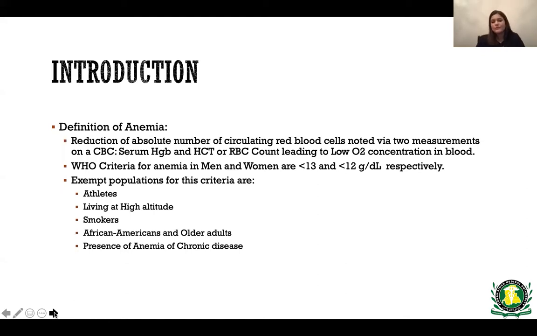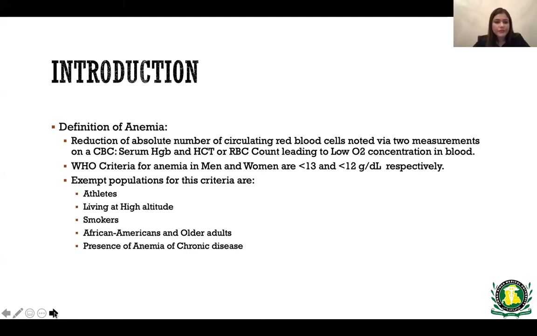So definition of anemia: reduction of absolute number of circulating red blood cells noted via two measurements on a CBC. One is your hemoglobin, which is very important, which is the primary thing which signifies the intensity and the cutoff values of anemia that we actually consider. Your hematocrit or RBC count in the peripheral blood. The reason anemia is important is because of the carrying capacity of oxygen and the decreased oxygen concentration in blood, causing all these signs and symptoms that we're going to come across.